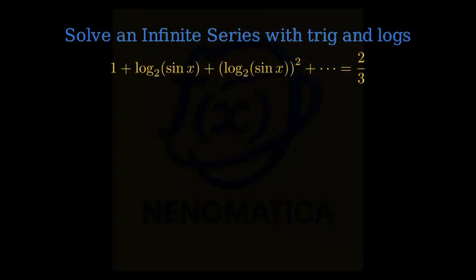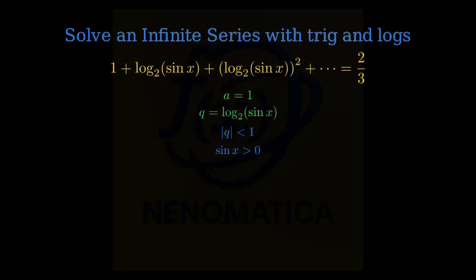First, recognize the left side is an infinite geometric series. The first term, a, is 1. The common ratio, q, is log base 2 of sine x. For the sum to exist, the absolute value of q must be less than 1, and the argument of the logarithm must be positive, so sine x must be greater than 0.